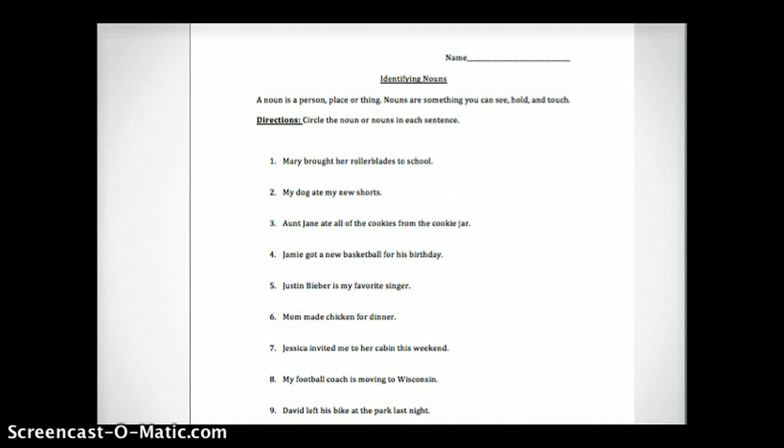For review, can someone tell me what a noun is? And we'll call on a student who has his or her hand raised, and they would say a person, place, or thing, or something you can see, hold, or touch. You are exactly correct. A noun is a word for a person, place, or thing. Everything we can see, hold, or touch is a noun. We will review this again tomorrow and also learn the different types of nouns.